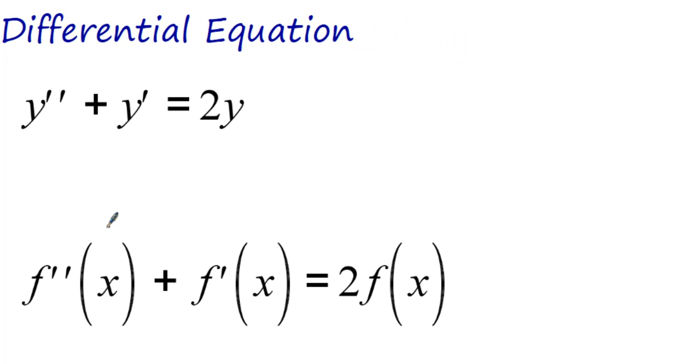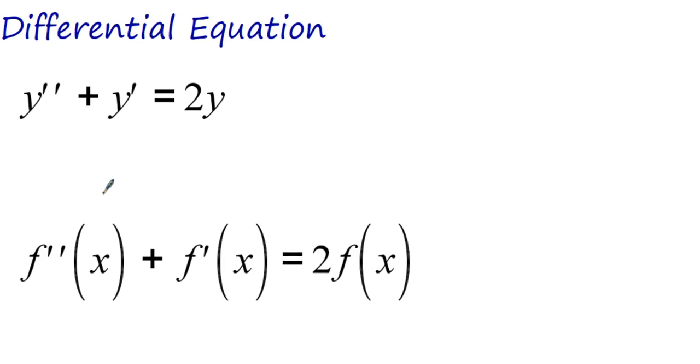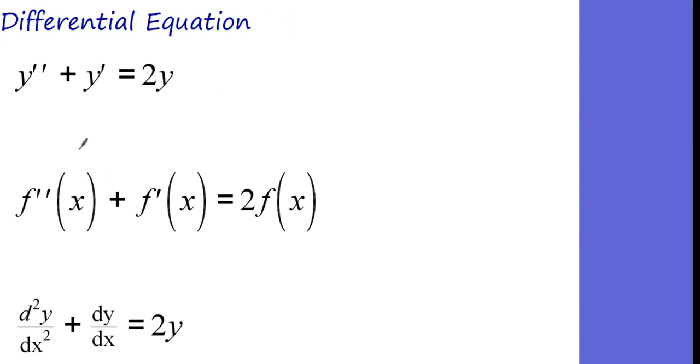We could write that a different way. We could write that as f prime prime of x plus f prime of x equals 2f of x. And so what that is, the second derivative plus the first derivative of a function is equal to double the function. There's one more way we can write it, in Leibnizian notation, which is d squared y divided by dx squared plus dy over dx equals 2y. The second derivative plus the first derivative equals 2 times our function.